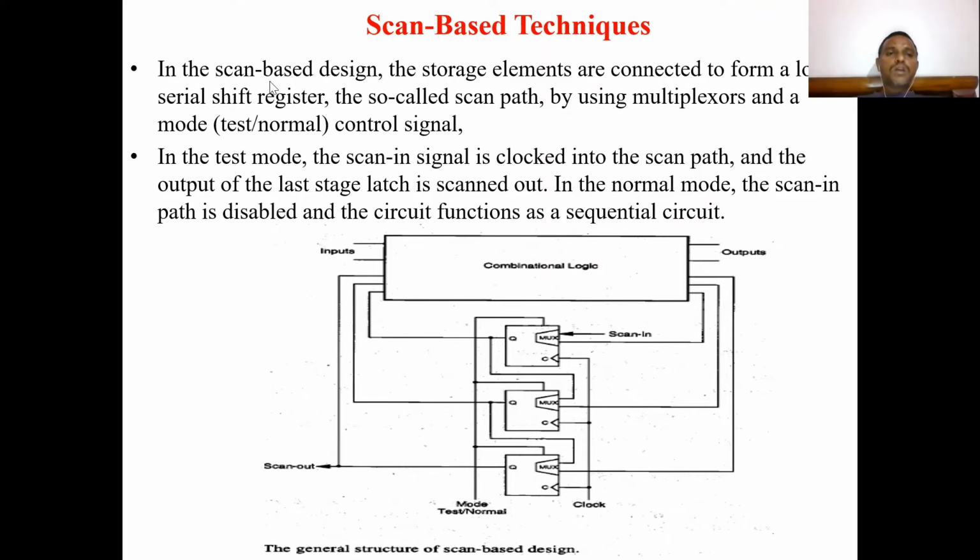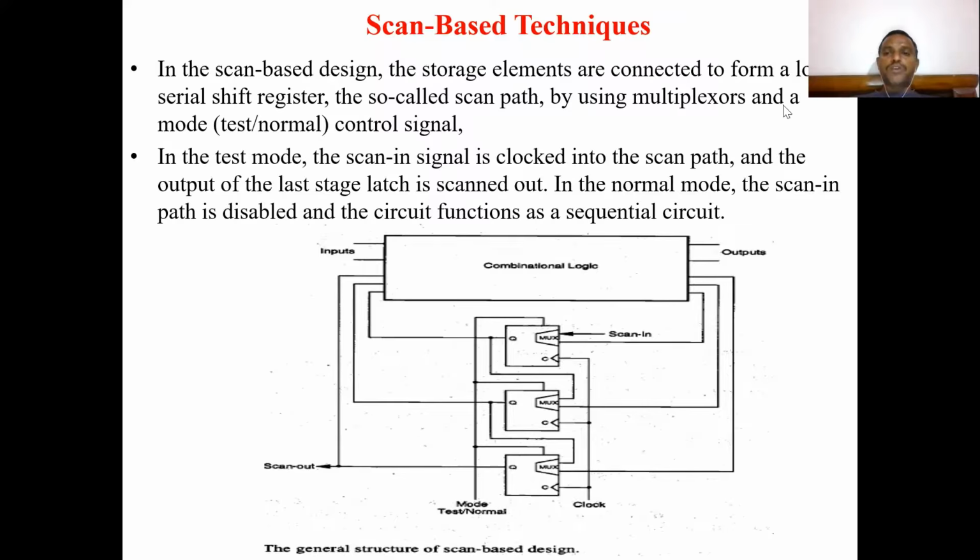In the scan-based design, the storage elements are connected to form a long serial shift register, which is called the scan path, by using multiplexers and a mode control signal. This scan-based technique consists of two modes, test mode and normal mode. In the normal mode, all the flip-flops or scan registers act like a normal operation, but in the test mode, the testing process takes place.